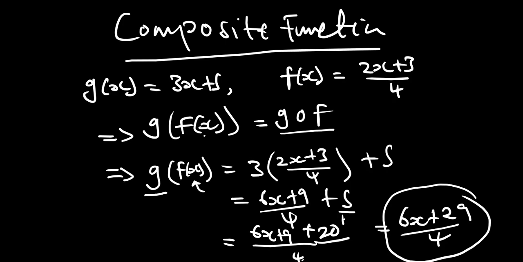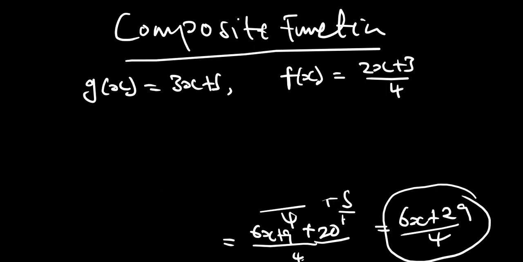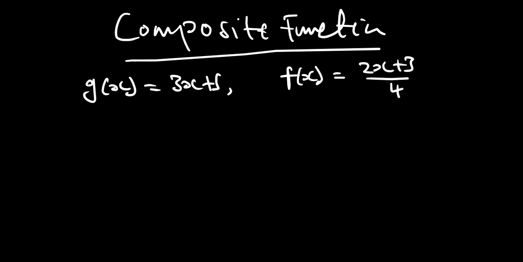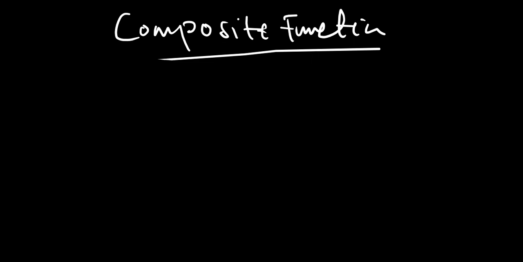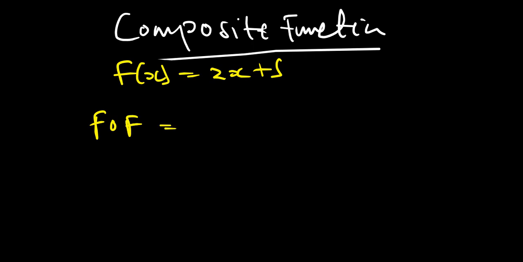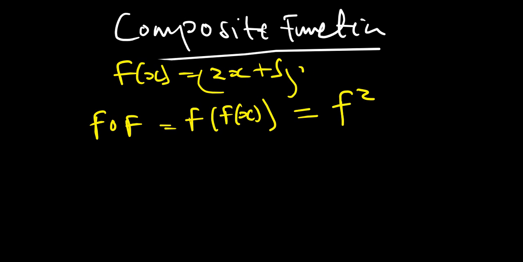All right, some special notation under the composite function is when they ask you to find f of f. So how can we find f of f? Let's say, for example, our function f of x is equal to 2x plus 5, and they ask you to find f of f. This f of f can also be shown as f of f of x, and it can also be shown as f squared. So when you see f squared here, they don't mean you take this equation and then square it. No.